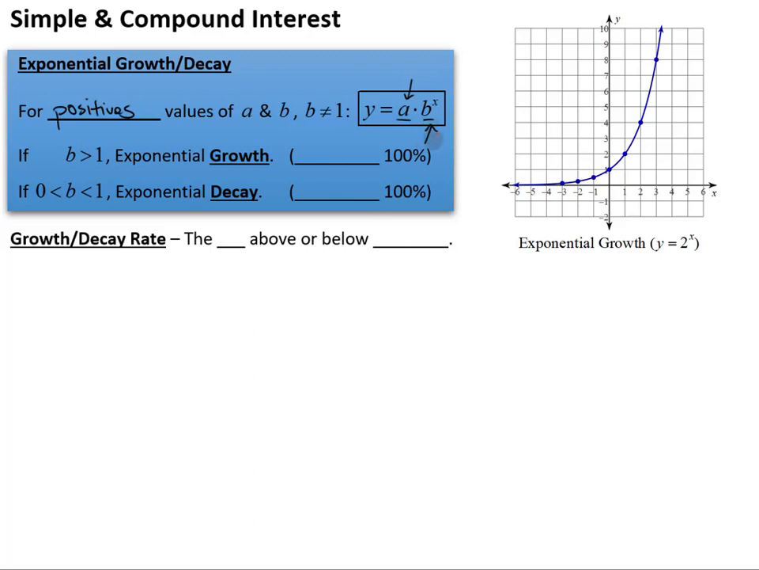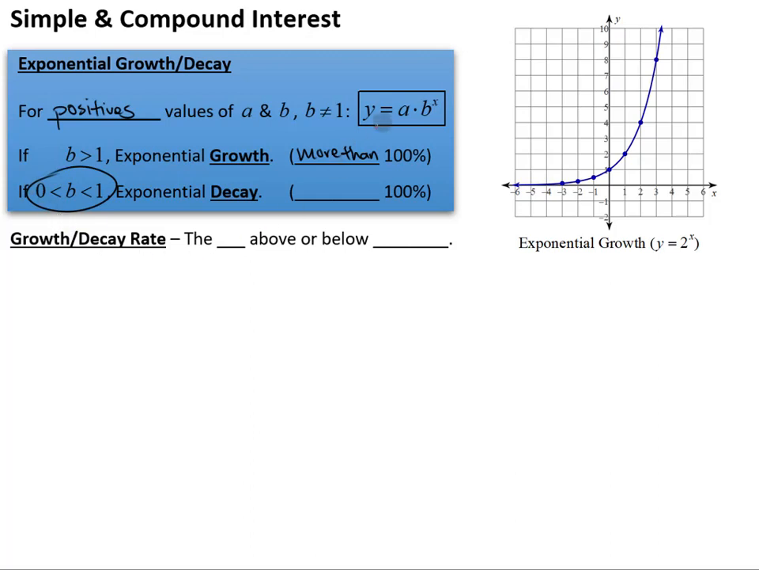And it cannot equal 1. The base cannot be 1, because 1 to any power is just 1, and it would not be growing. So for positive values of a and b, and our base not equal to 1, we will have exponential growth if our base is greater than 1. So anytime we are more than 100%, and you can think of 1 as its decimal version representing 100%, if we're above that, we're growing.